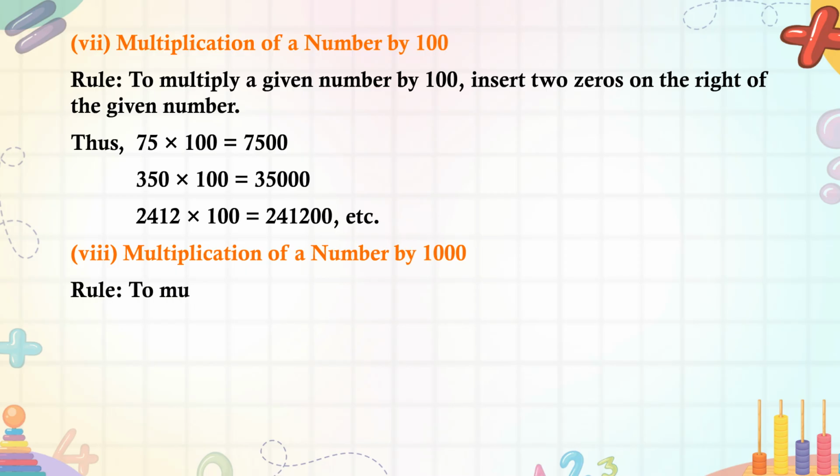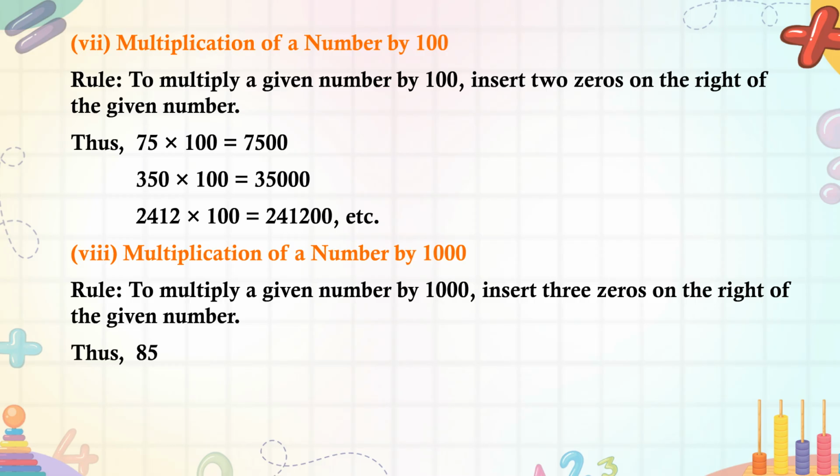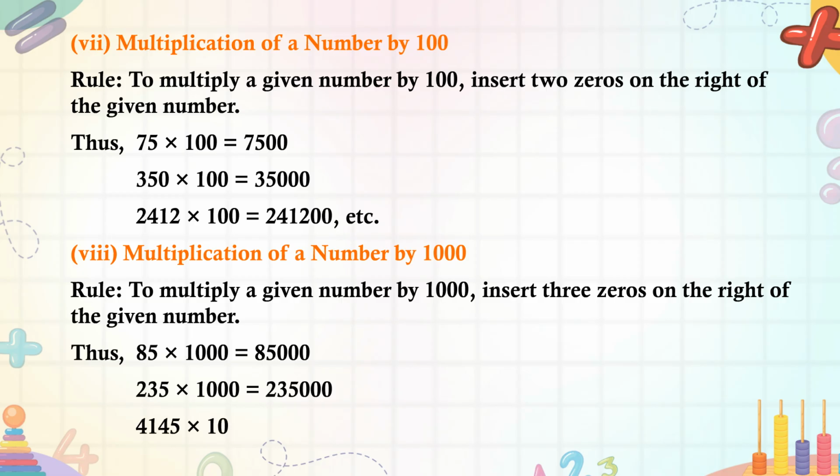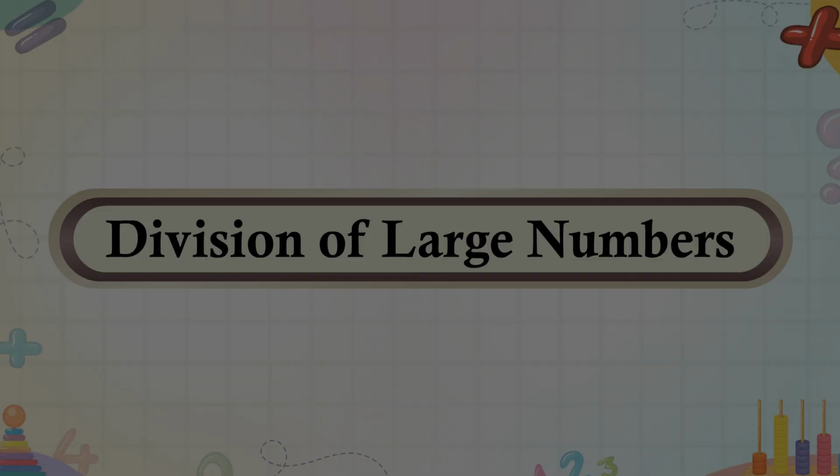8. Multiplication of a number by 1,000. Rule: to multiply a given number by 1,000, insert 3 zeros on the right of the given number. Thus, 85 multiply 1,000 is equal to 85,000. 235 multiply 1,000 is equal to 2,35,000. 4,145 multiply 1,000 is equal to 41,45,000, etc.